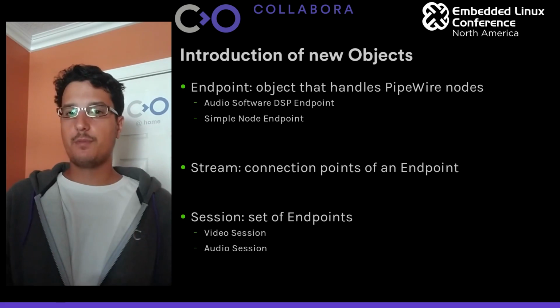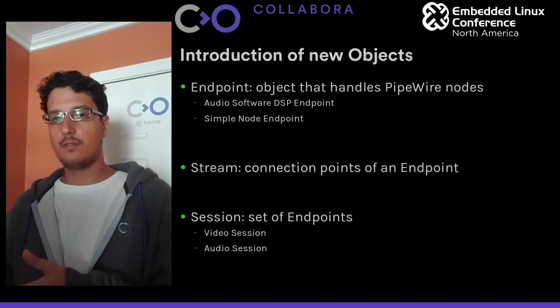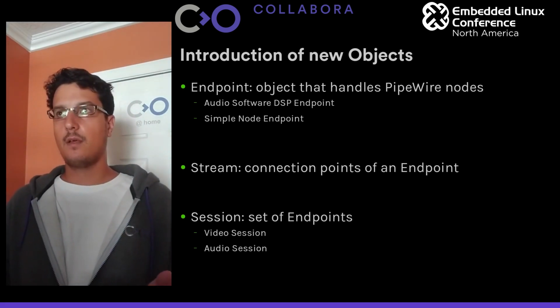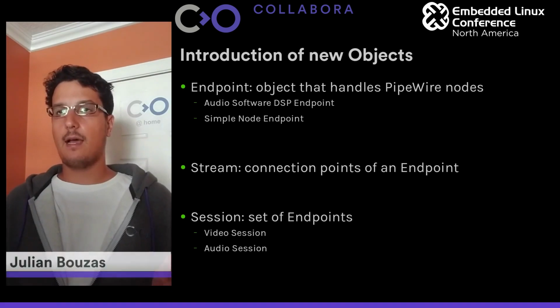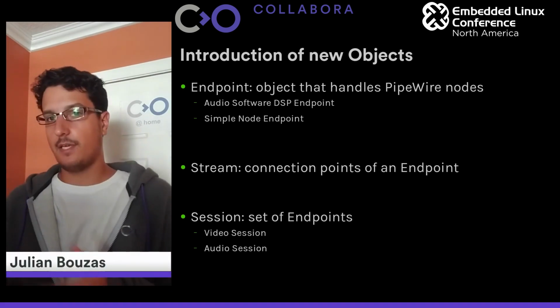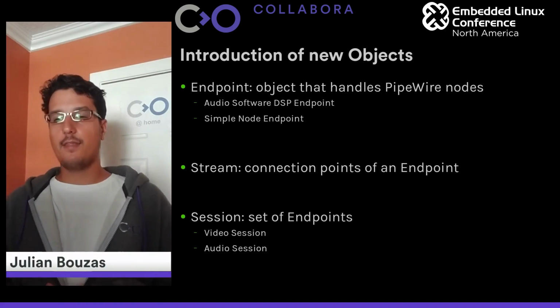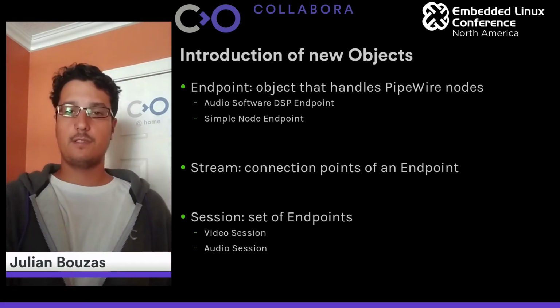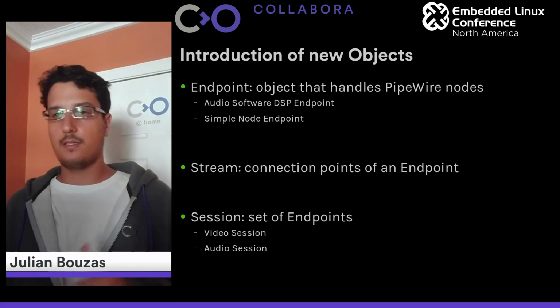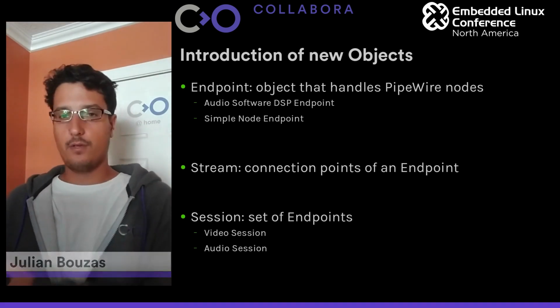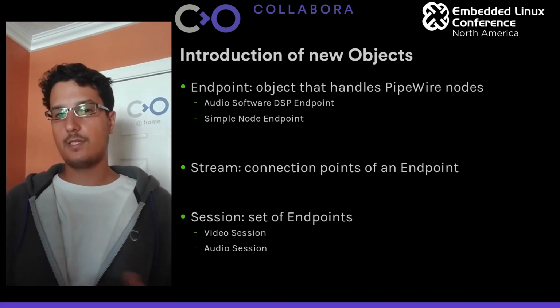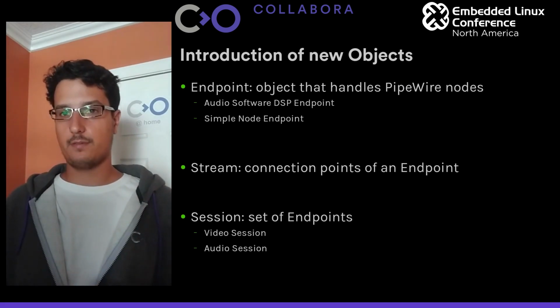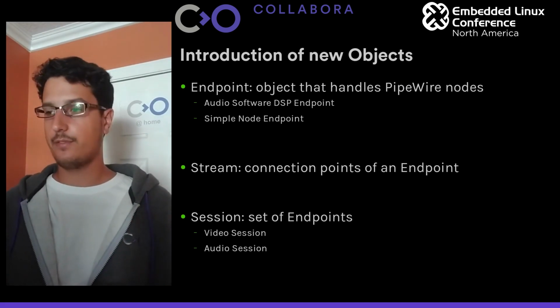Now we have streams, which are basically connection points of an endpoint. Streams can be seen more like a port of an endpoint, because they are used to link endpoints. And then there is the session, which is basically a set of endpoints. For example, the video session only has video endpoints and the audio session has audio endpoints. Sessions also make it much easier to handle permissions. Users obviously can create new sessions.